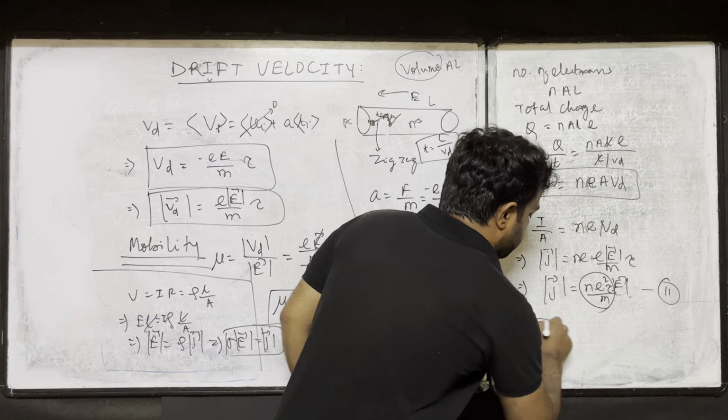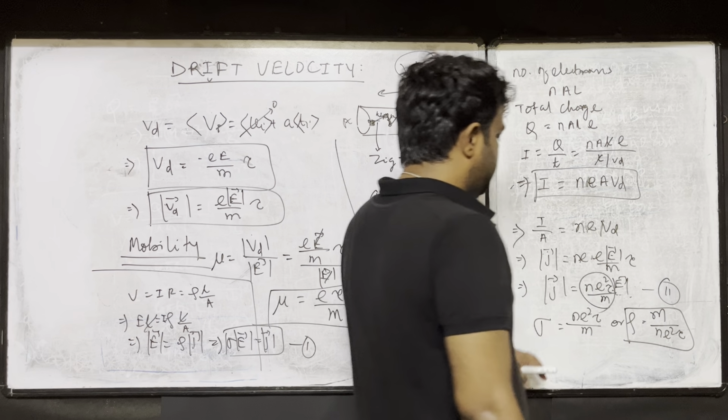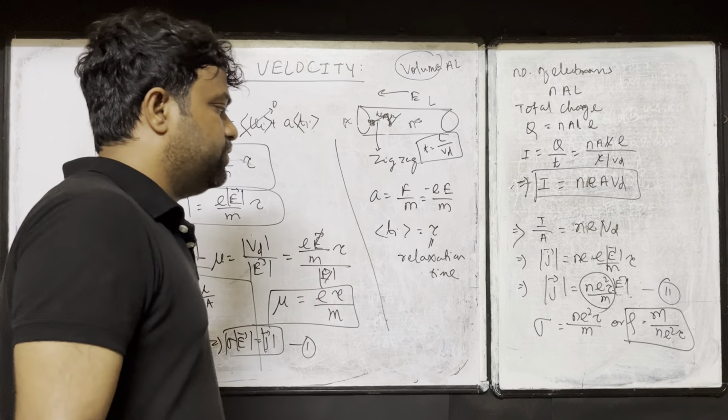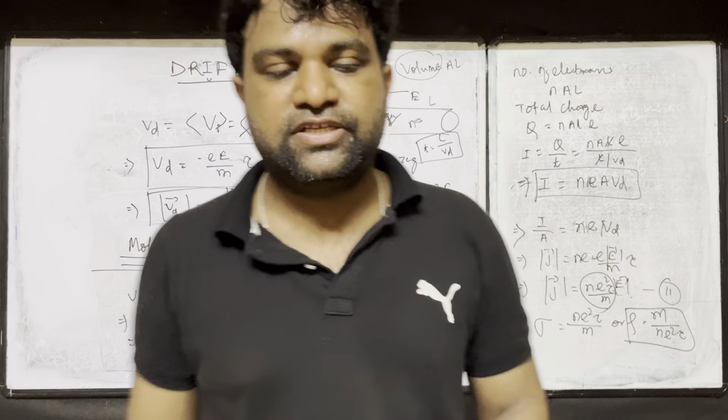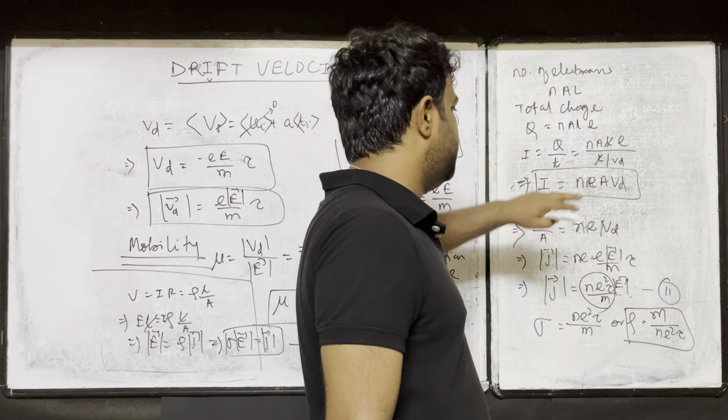So this is your sigma. Conductivity will be n e square tau by m, and resistivity is equal to 1 by conductivity, just the reciprocal, that is m by n e square tau. That is your rho, resistivity, and this is conductivity. The resistivity unit, you know, is ohm meter. So this is the whole discussion about conductivity and resistivity, mobility, and the relationship between drift velocity and current.